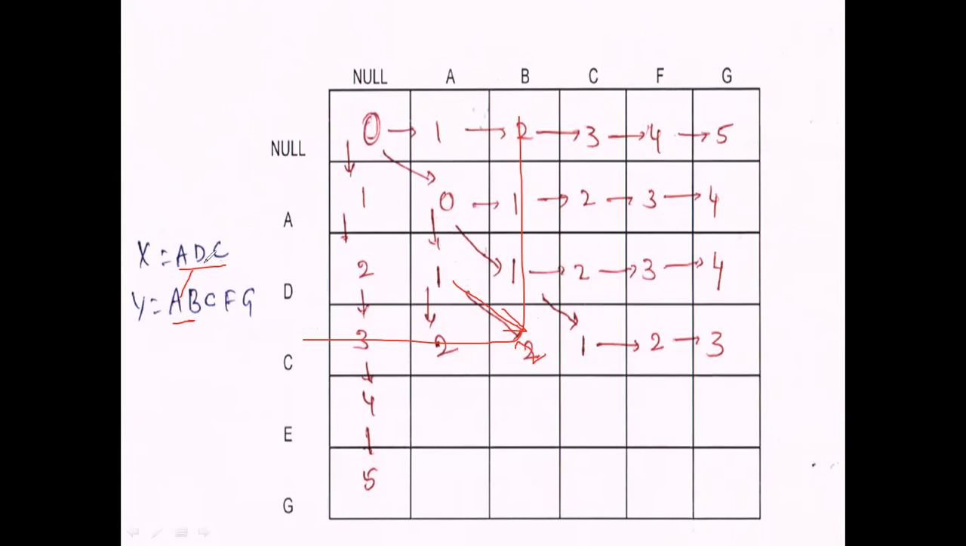So ADC converted into AB, we consider one replace operation. So the total number of operations to convert ADC into AB is 2. The first one is a delete operation. The second one is an insert or replace operation.